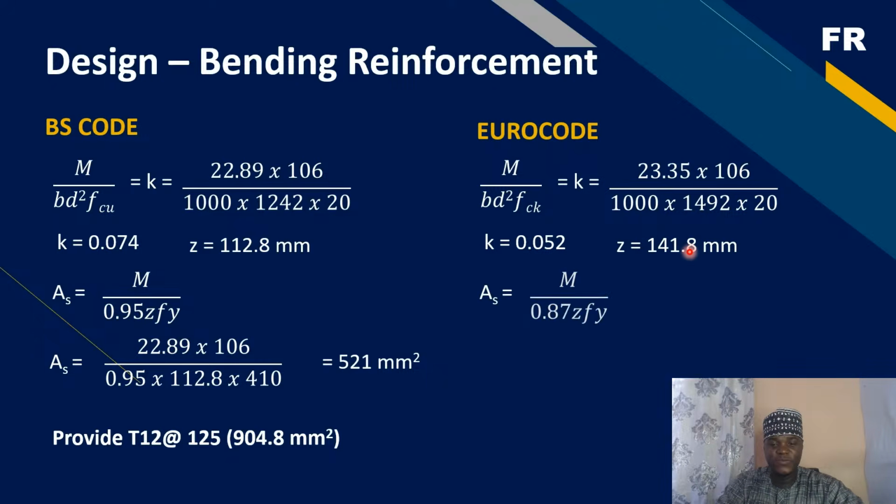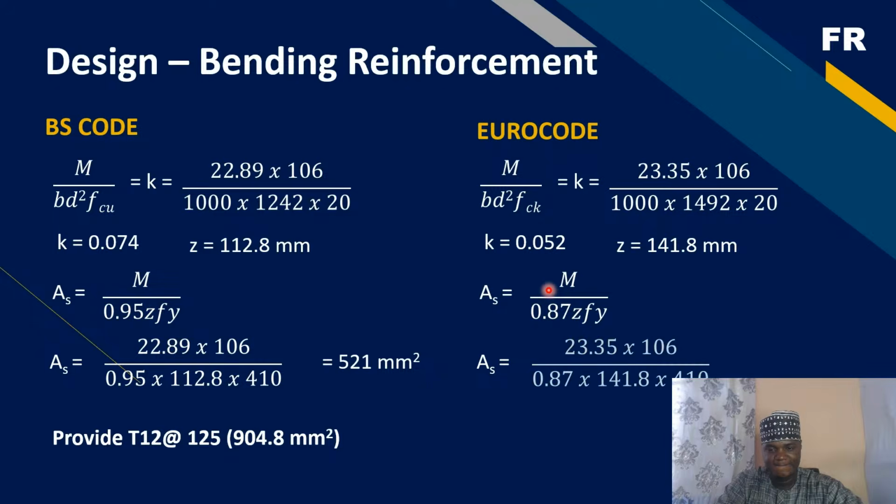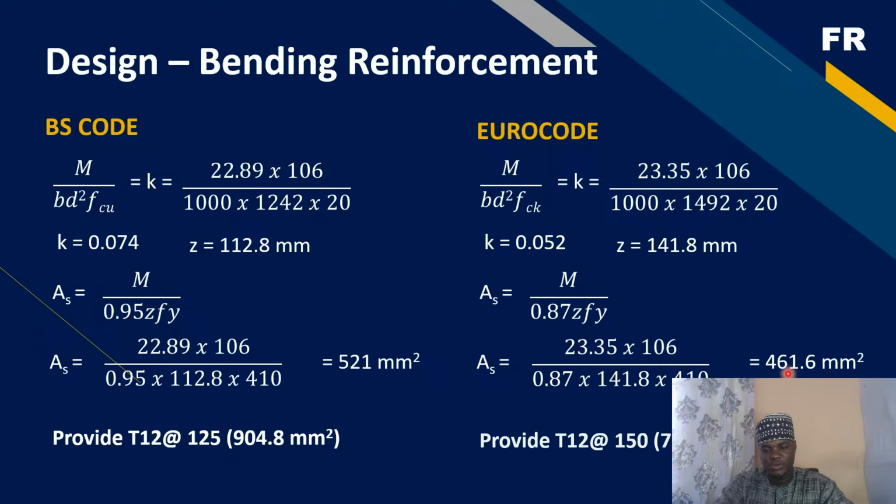Then using the same formula, but in this case with a reduced factor from 0.95 to 0.87, this is for the Eurocode. Then substituting for the area, you can now calculate the area required is 461.6. You can now see that the area required for the BS code is slightly higher compared to the area required for the Eurocode. And this can be understood because we have an increased thickness of slab from 150 to 175. So for the Eurocode, we are going to provide T12 at 150. That will give us an area of 752.